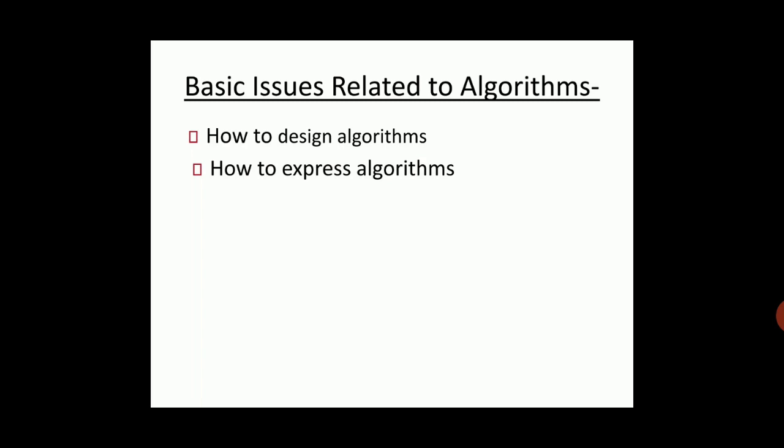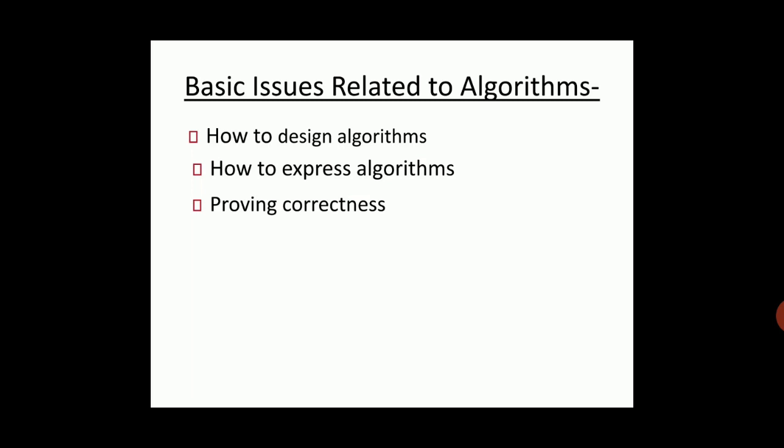Okay, so the second point is how to express your algorithm. After the design, you have to think about the expression of the algorithm, then you have to think about the correctness. That means the correctness of your algorithm. The third issue is providing correctness.